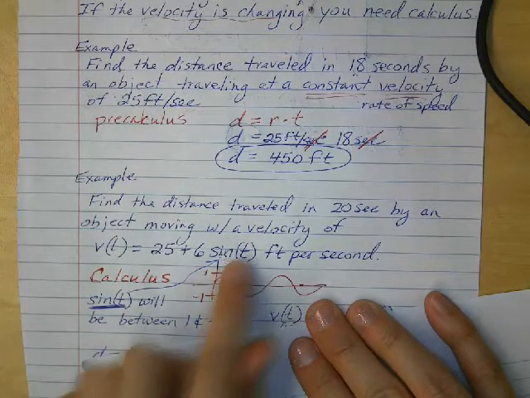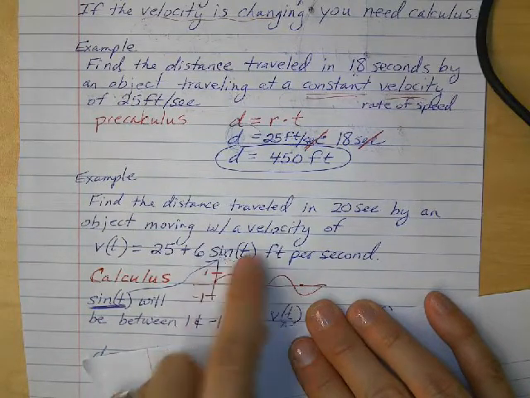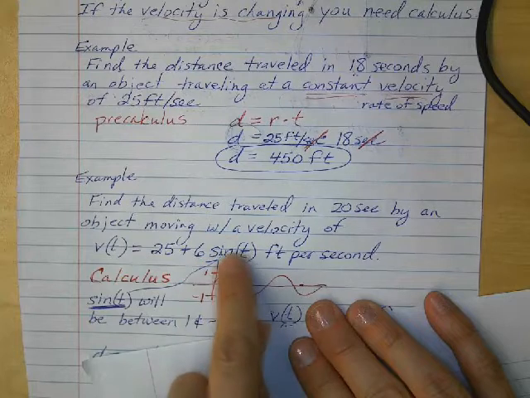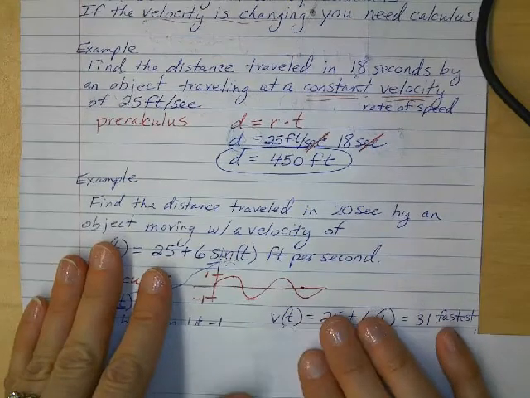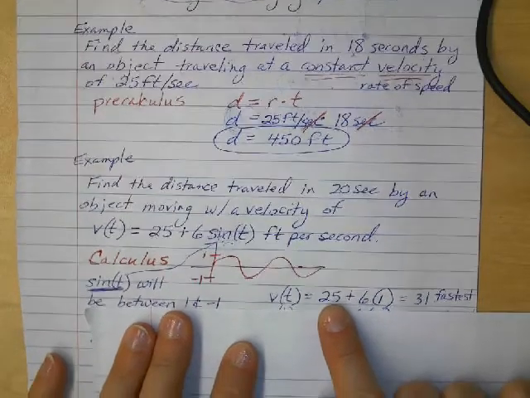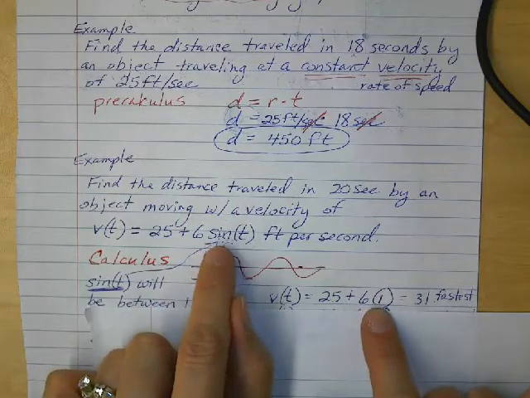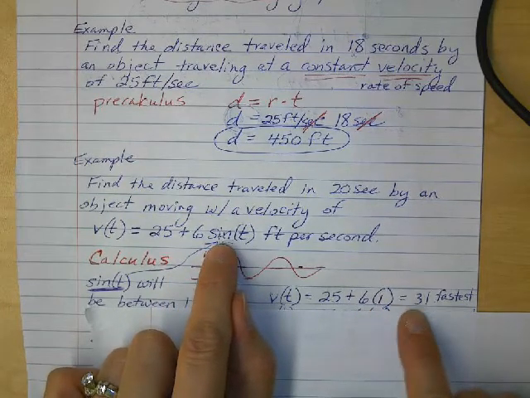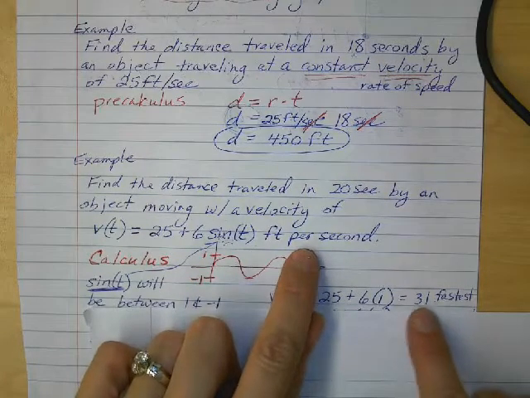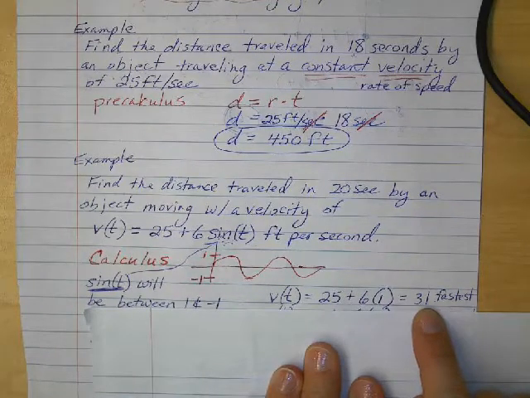If the sine was at that maximum value of 1, if this sine value part here was 1, then it would be 6 times 1 right here. And so I've kind of written out off to the side, the fastest this object could go could be 25 plus 6 times 1. And that comes out to 31 feet per second. The fastest this object could be traveling would be 31 feet per second.